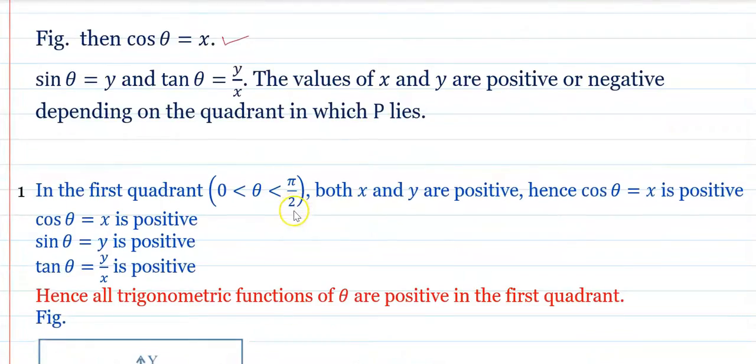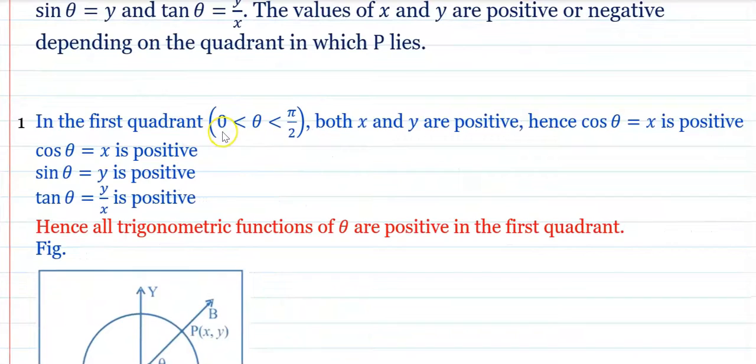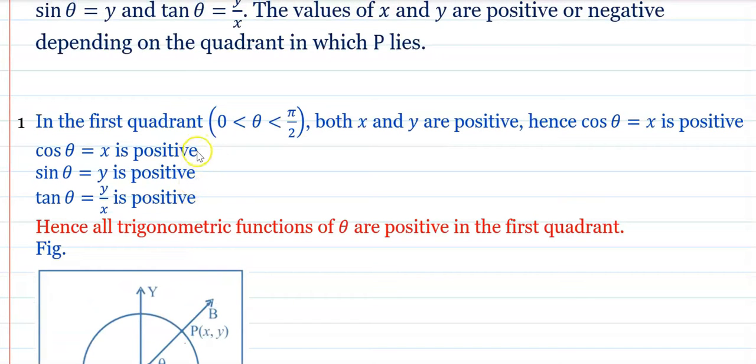Okay. Now here in the first quadrant, the angle is between 0 to pi by 2. If we consider the angle in the first quadrant, it is 0 to pi by 2. Here x and y both are positive and hence cos is positive, sin is positive, and tan is also positive.